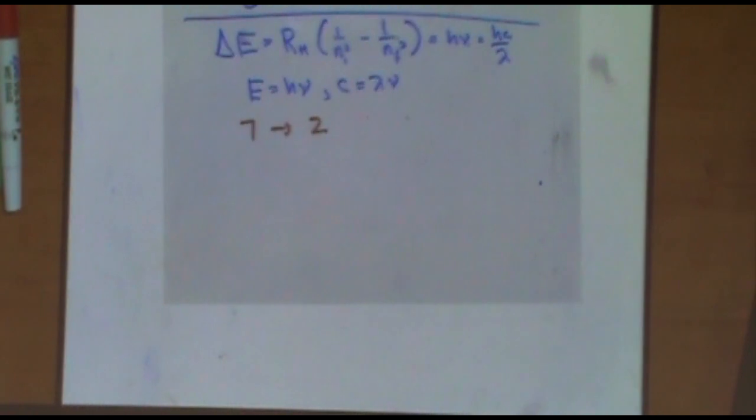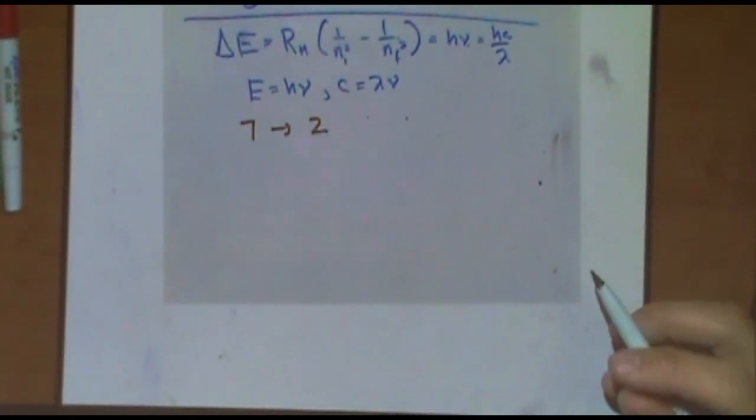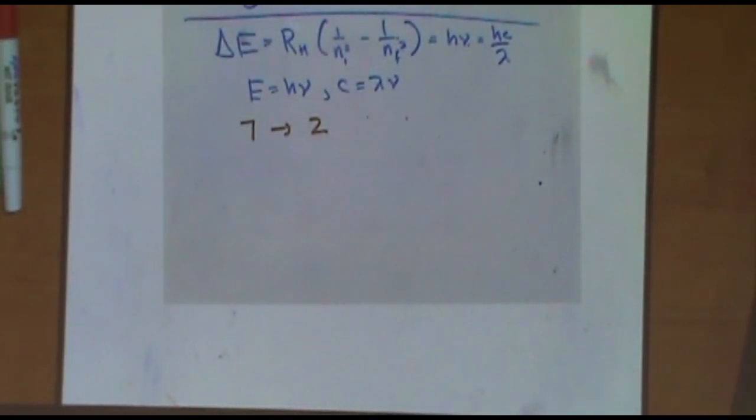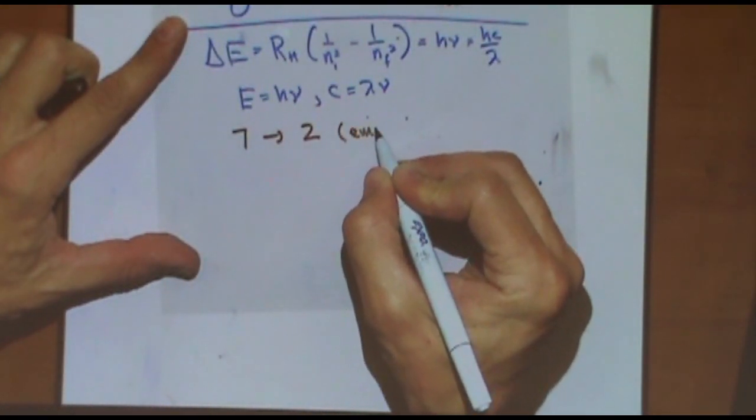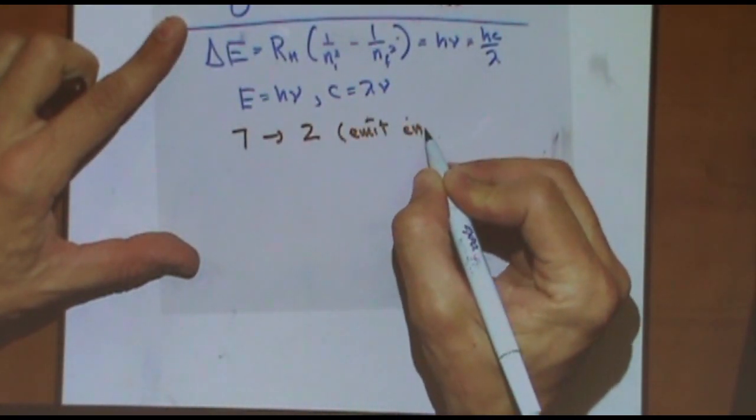Okay. First of all, am I putting energy in or taking it out to do that? In or out? Out. So when it drops in orbit, you're giving off energy in the form of light. Is that light visible? Sometimes. Sometimes not. Sometimes it's in some other part of the electromagnetic spectrum. It could be UV light or gamma ray or whatever. Okay, so this is emit energy.